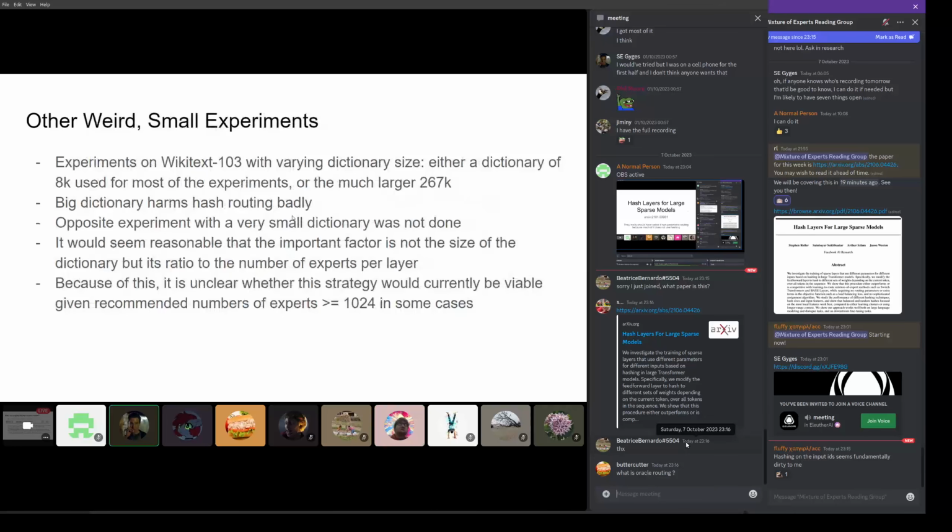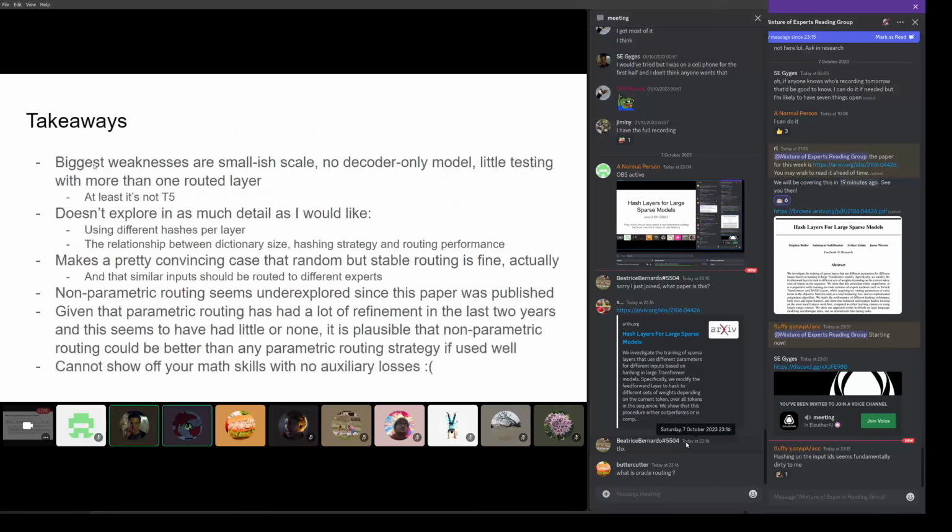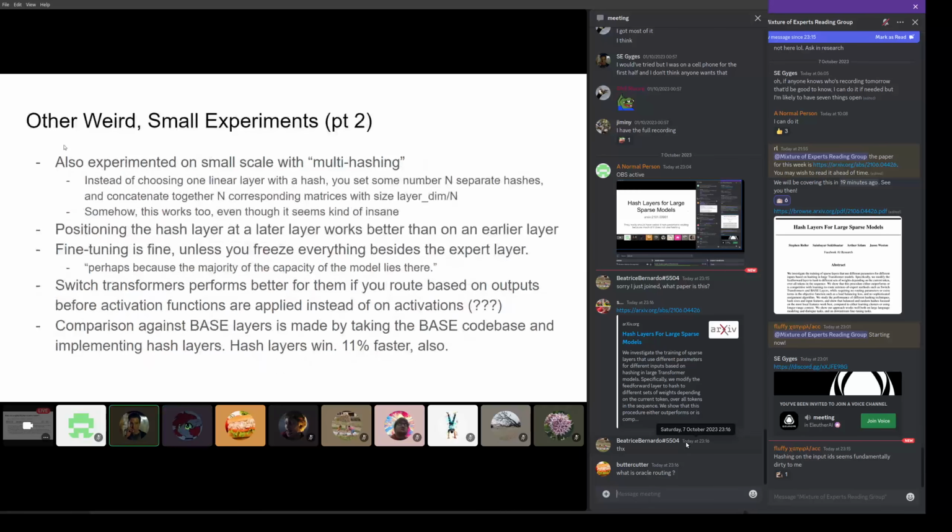Sweet. Let's just skip ahead to this. This is what they did for single layer multiple hashes. Instead of choosing one linear layer, you stack n hashes, and then you concatenate together n different matrices and declare that you're the expert for that token. It also worked, but the scale was very small.